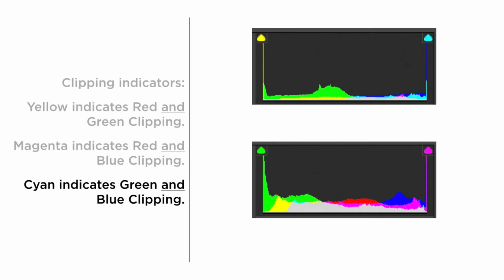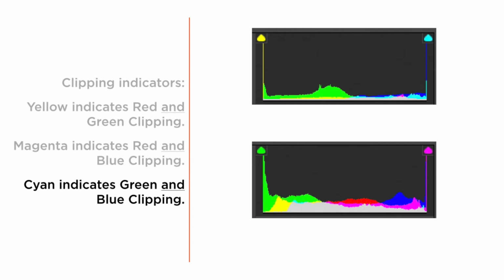If we look at magenta, what's the opposite of the color magenta? The opposite of magenta is green. That means green is not clipping, therefore red and blue are clipping. And if we look at yellow, the opposite color of yellow is blue. That means the blue channel is not clipping. Therefore, red and green are clipping.